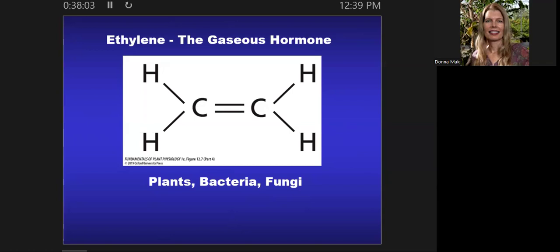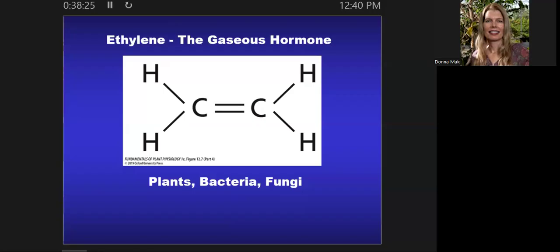And you just put it into the water that you irrigate your plant with, and they'll take that ethephon and they'll quickly convert it to ethylene. So it's nice and handy. But anyways, the plant itself makes ethylene. And we also know that fungi and bacteria that hang out with plants can do this too. And ethylene is a very important hormone for the plant.